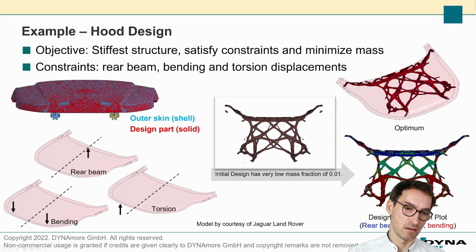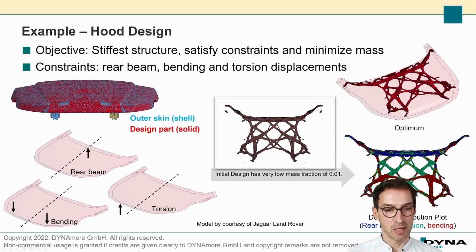And what you see here on the color fringe plot, you can see which structure inside of the optimal design contributes to which load cases. So for instance, the green one is the torsion, the red one is the bending, and the blue one is the rear beam load case.